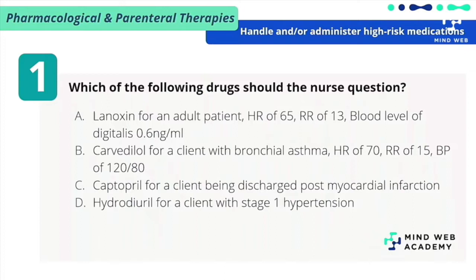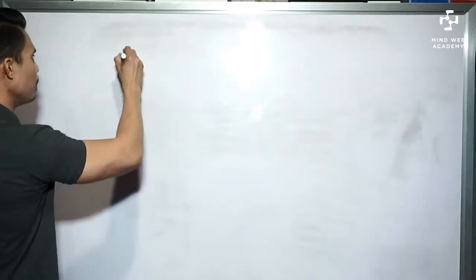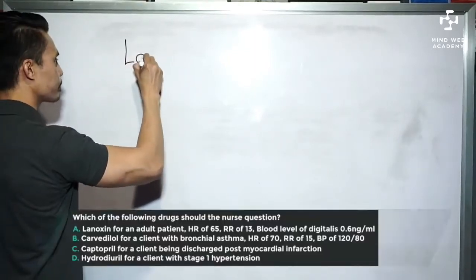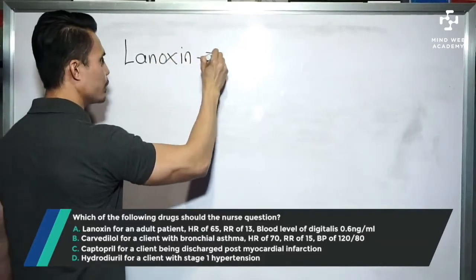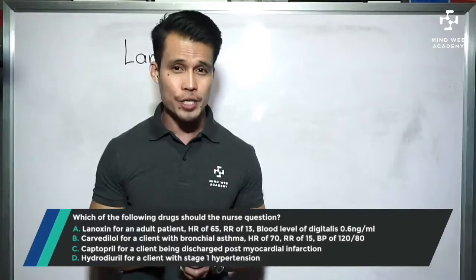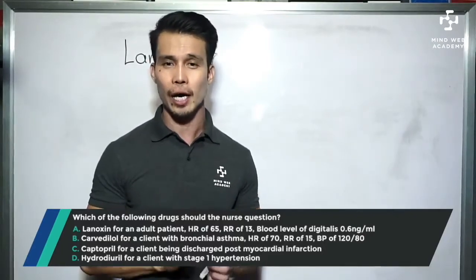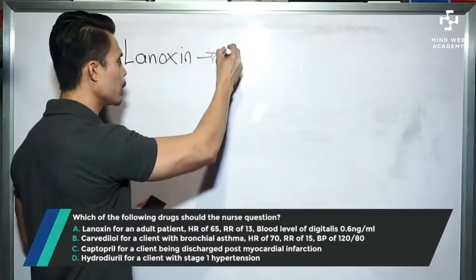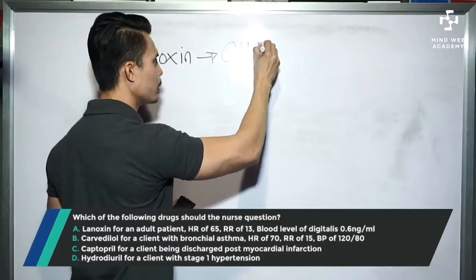Let's focus first on option A. Let's discuss option A here. For option A, we have Lanoxin. Always remember, nurses, your Lanoxin is a digitalis, a cardiac glycoside being used for patients with congestive heart failure. So the indication of your Lanoxin is congestive heart failure.